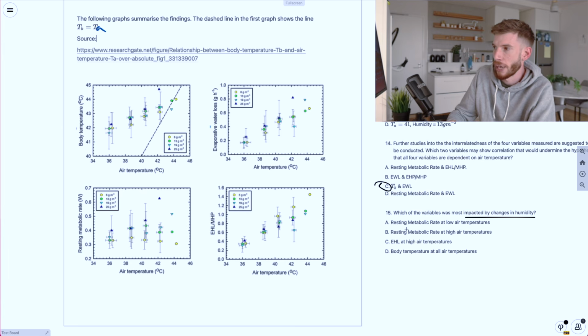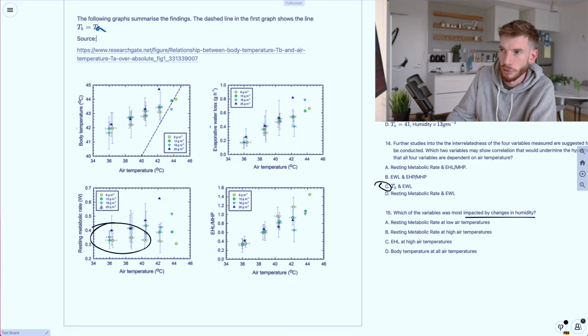And then it depends on which one I'm looking at. So the first one says resting metabolic rate at low temp. So I'm going to go to resting metabolic rate, and I'm going to go to low temp, which kind of means this region. And then it means holding all else constant, increase or change the humidity. So basically that just means go yellow, green, light blue, dark blue. And then I increase the humidity, and I'm going to see what happens to the resting metabolic rate.